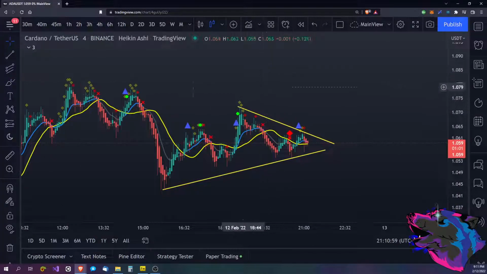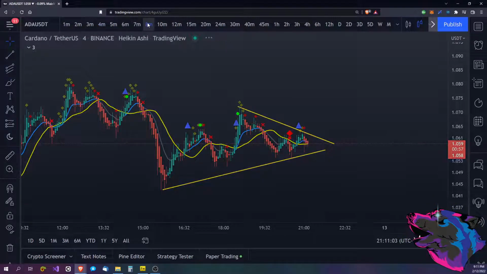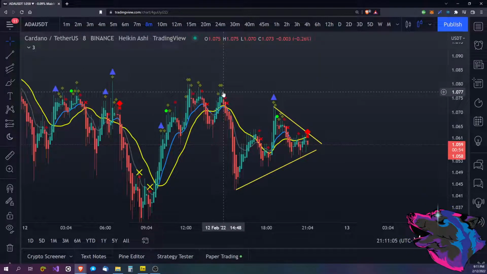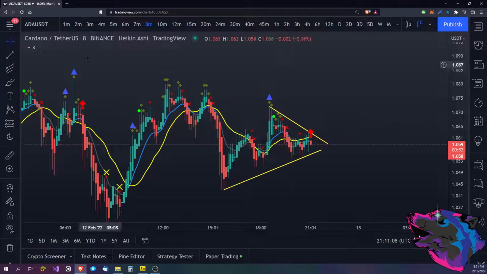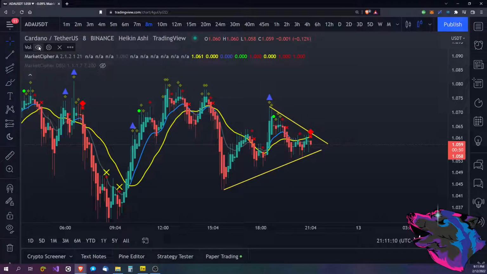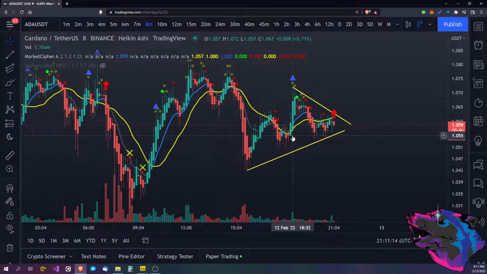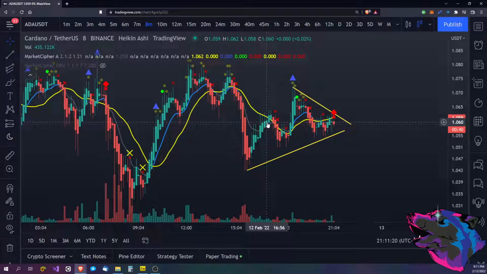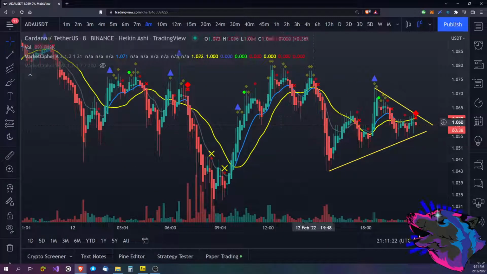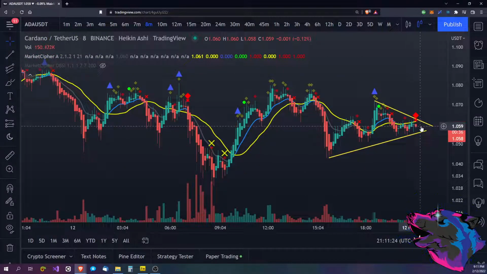Let's see what's going on here. Nothing. Move faster. Do stuff. Some volume. Oh, next to nothing. Everybody's busy. Don't want to trade crypto right now. Bummer. All right.